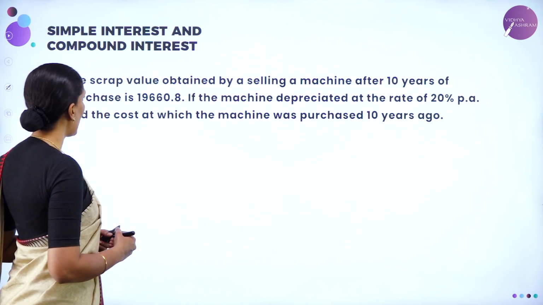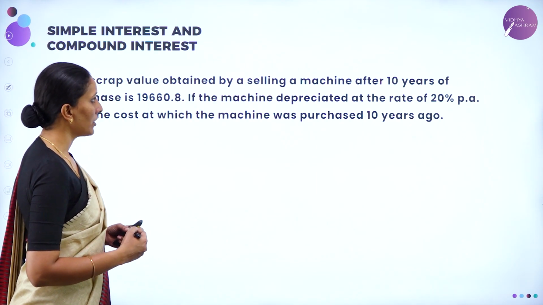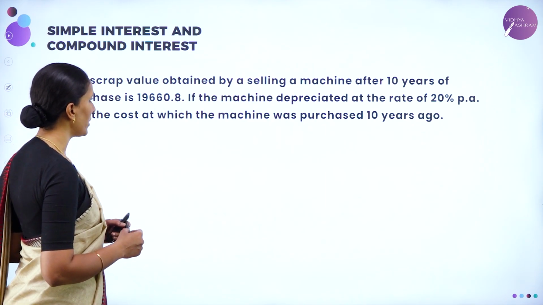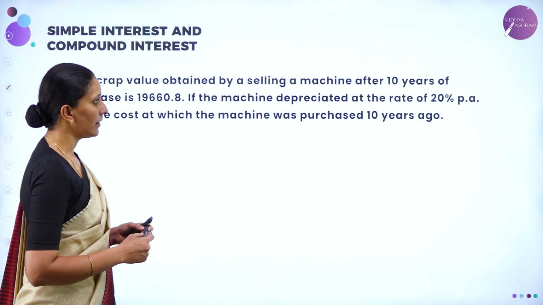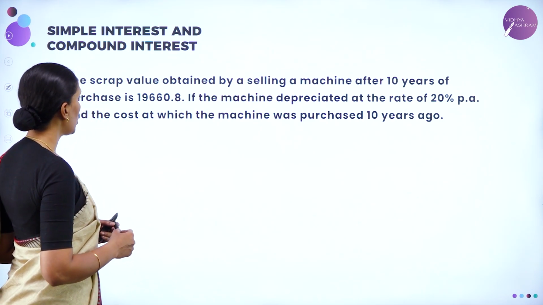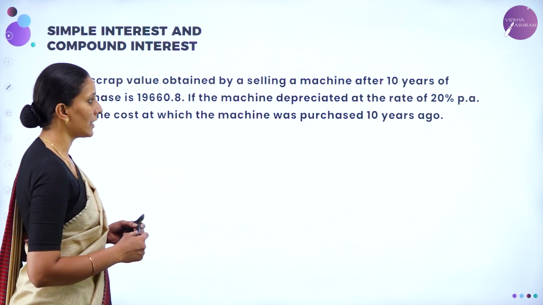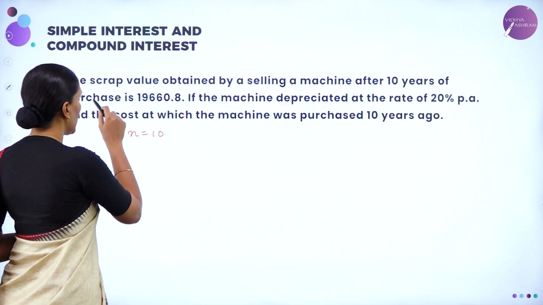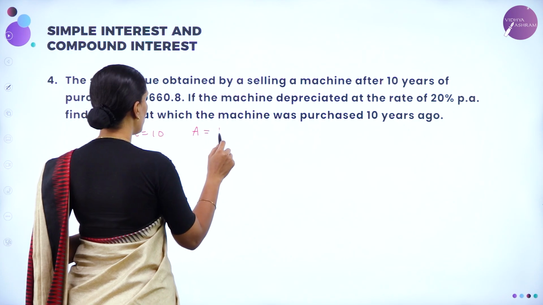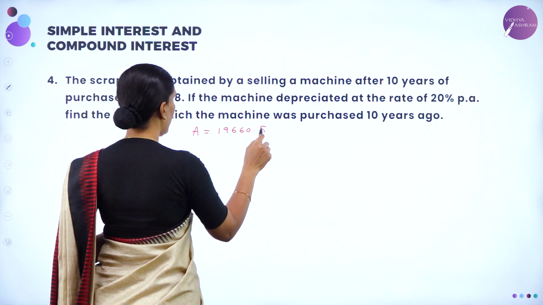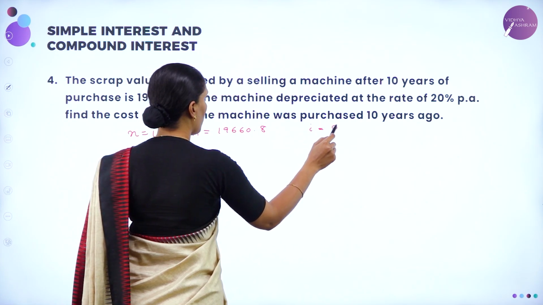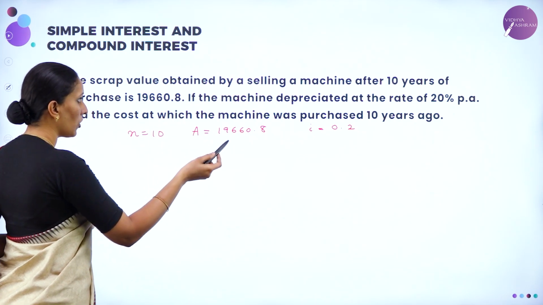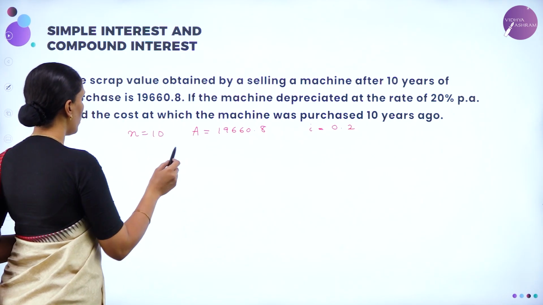Next one, the scrap value obtained by selling a machine after 10 years of purchase is 19,660.8. If the machine depreciated at the rate of 20% per annum, find the cost at which the machine was purchased 10 years ago. So, n is given, that is 10. Scrap value is given, that is the final amount, 19,660.8. The rate is given, which is 0.20, which can also be written as 0.2. Now, I need to calculate the value of the cost price or the initial price. So, we need to calculate P.